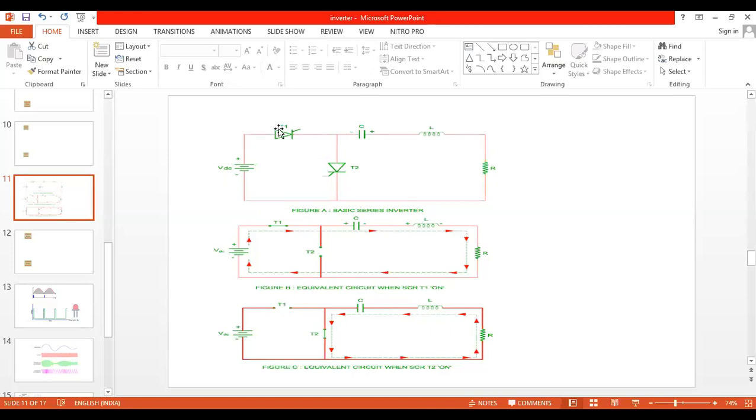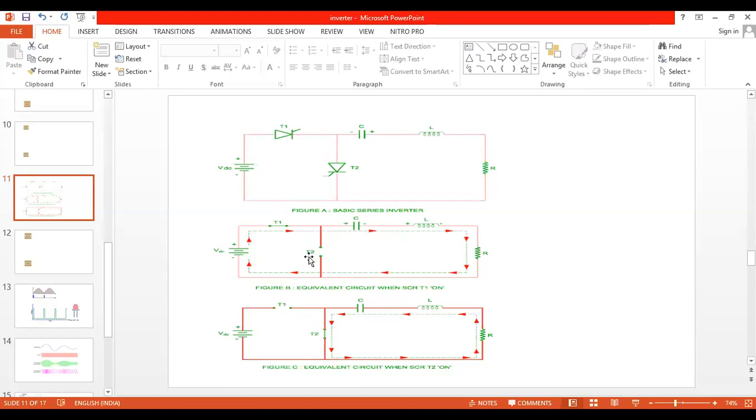So when the supply is on and T1 is on, direction of the current starts from VDC plus to T1, T1 to the capacitor, capacitor to inductor, inductor to the load. During this condition, if the load is a resistor load, load will be on. If the load is a motor, motor accelerates, gains kinetic energy and rotates in forward direction, and the current flows from load to the source.